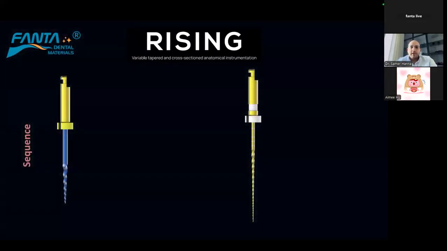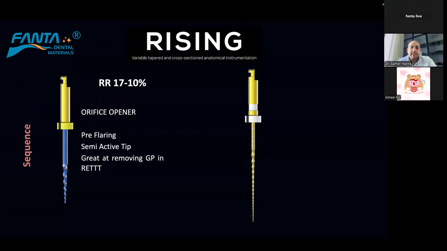So the sequence of the Rising is simple and easy. We have the RR file, which is a 10% file, orifice opener. It's used for pre-flaring, removal of the pulpal tissue at the pre-flaring part, semi-active tip, and also it's very good in removing the GPs in retreatment.